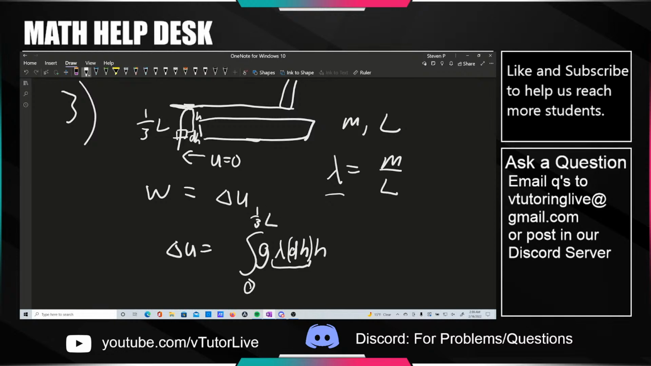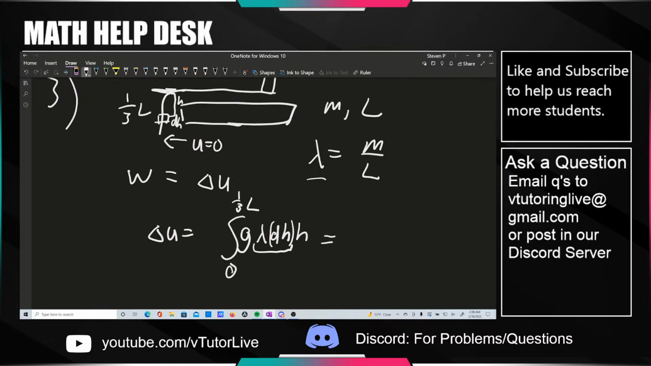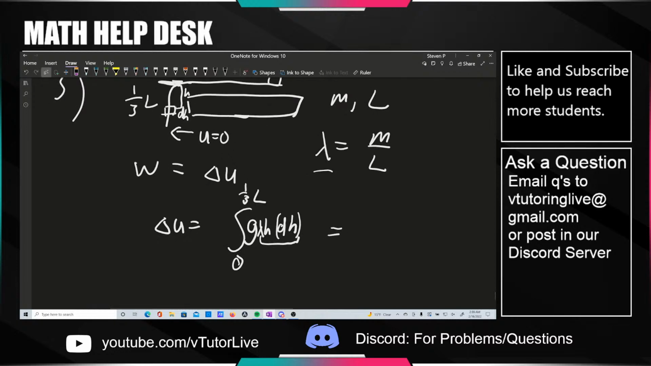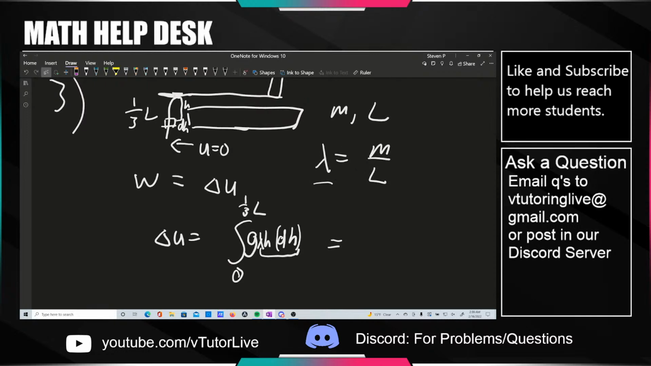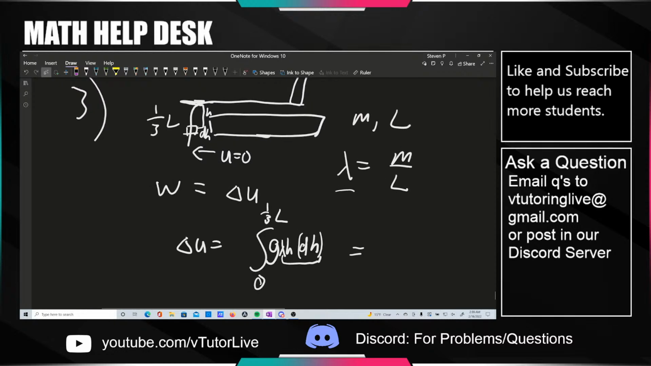The thing I need to get across is you have a lot of choice when defining where your zero is in your coordinate axis or for your potential energy. I could have defined this as negative 1/3 L to 0, or done it the other way around. But the point is, this goes from 0 to 1/3 L, and now just do the integration with respect to h, lambda h. This should be a pretty simple and straightforward integral. It's going to be a quadratic. So that's the precise but harder way of doing it, using integration.